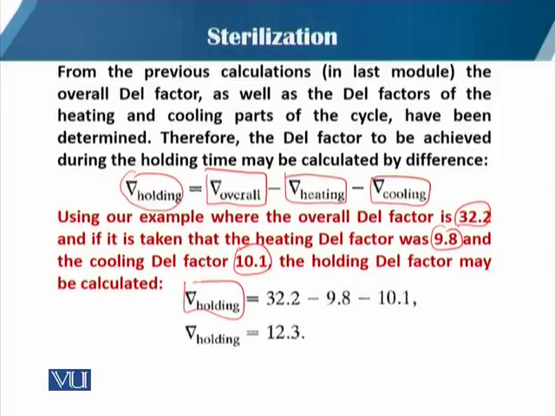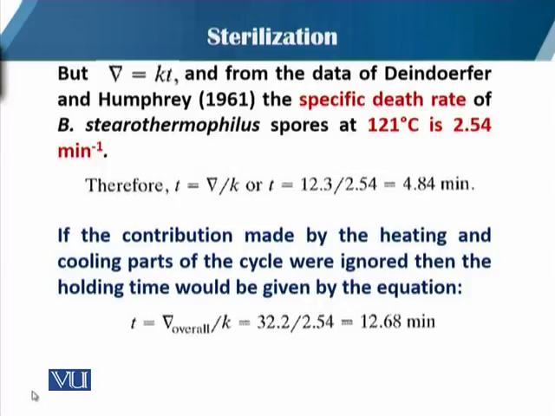So by this equation, 32.2 minus 9.8 minus 10.1, the answer will be 12.3. So this will be the del factor of the holding time. As we know that the del factor is equal to Kt, and from the data of Humphrey in 1961, the specific death rate of Bacillus stereothermophilus spores at 121 degrees Celsius is 2.54 per minute.